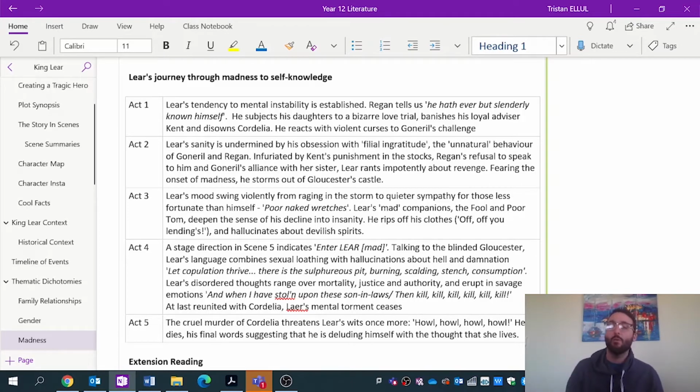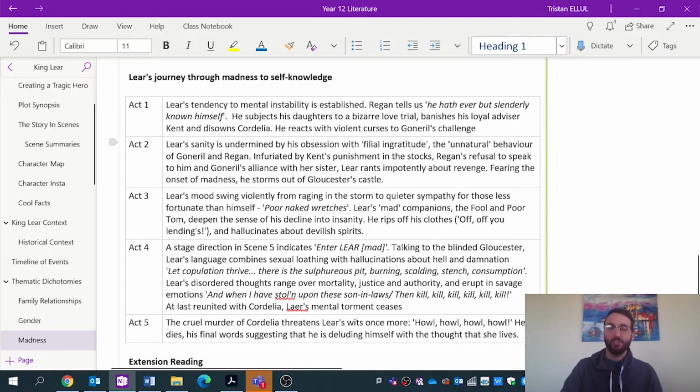He subjects his daughters to a bizarre love trial, which is in itself mad, banishes his loyal advisor Kent, and disowns Cordelia. He reacts with violent curses to Goneril's challenge. So his madness in Act 1 is that rage and real anger. Lear's sanity is undermined by his obsession with filial ingratitude, the unnatural behaviour of Goneril and Regan. So these are the things that set him off.